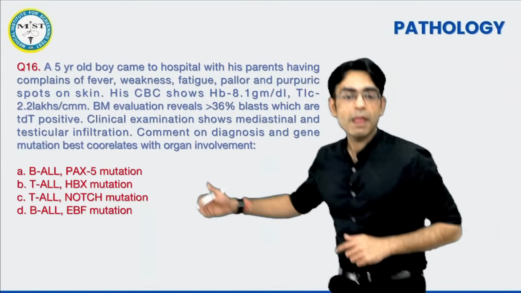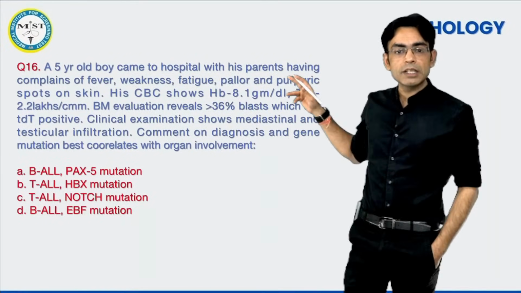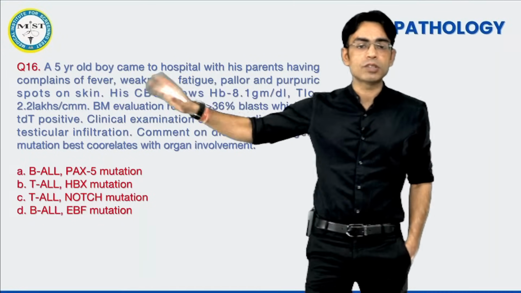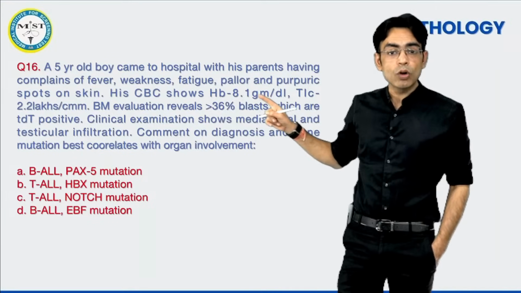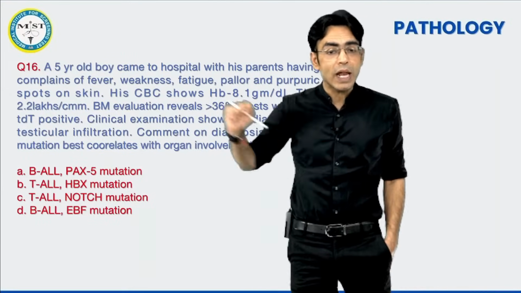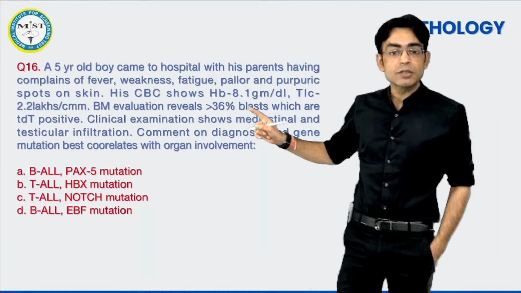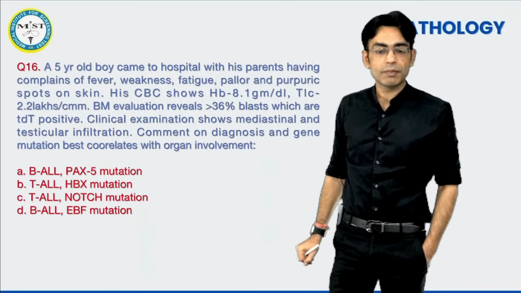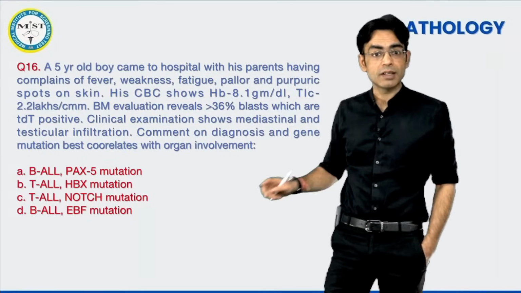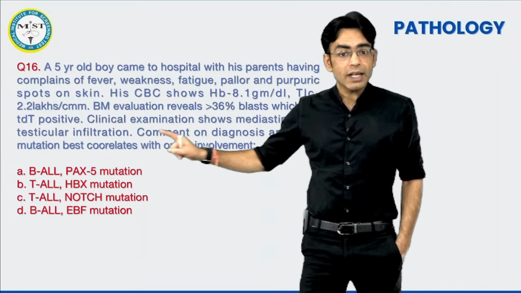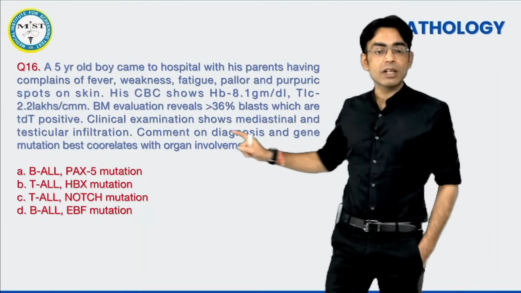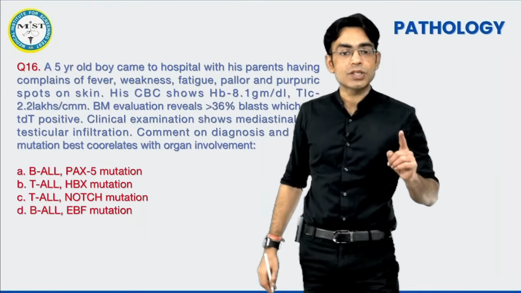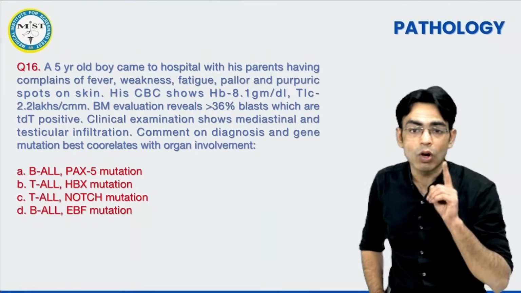अभी आगे करते हैं. A 5-year-old boy came to the hospital with his parents having complaints of fever, weakness, fatigue, pallor and purpuric spots on the skin. His CBC shows hemoglobin 8.1, TLC 2.2 lakhs. Bone marrow evaluation reveals more than 36% blasts which are TDT positive. More than 36% blasts. Abnormal cells. Clinical examination shows mediastinal and testicular infiltration. Comment on the diagnosis and gene mutation that best correlates with this organ involvement.